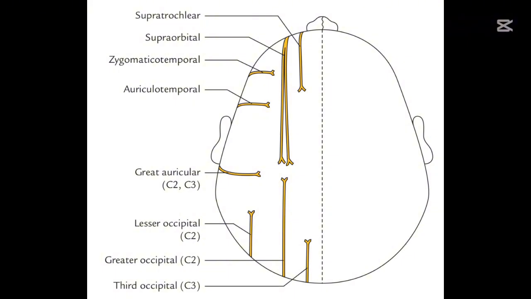ZAGs and GLGT. Now what is GLGT? Great auricular, less occipital, great occipital, third occipital. Okay, now don't forget it.